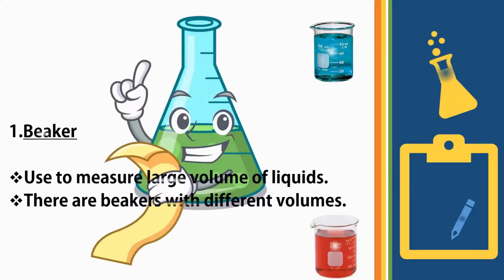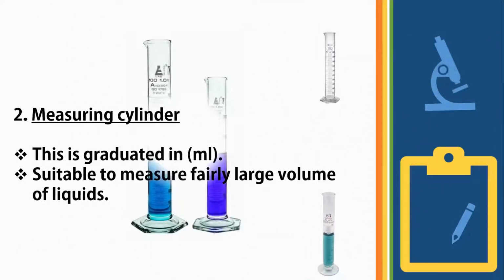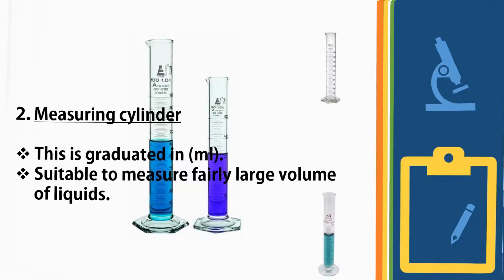Beaker. Used to measure large volumes of liquids. There are beakers with different volumes. Measuring cylinder. This is graduated in ml. Suitable to measure fairly large volumes of liquids.